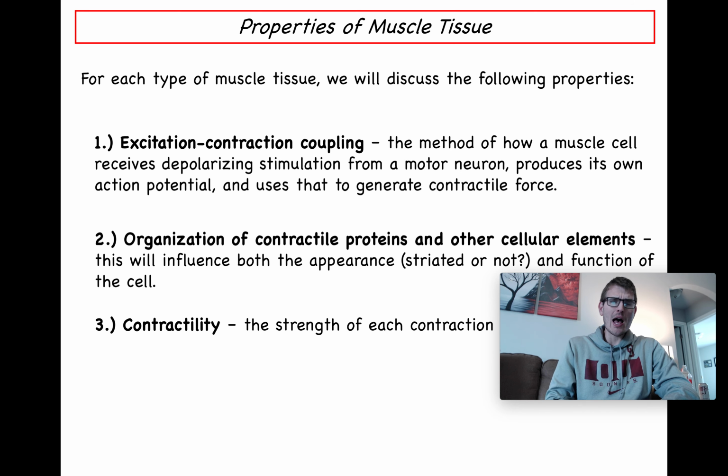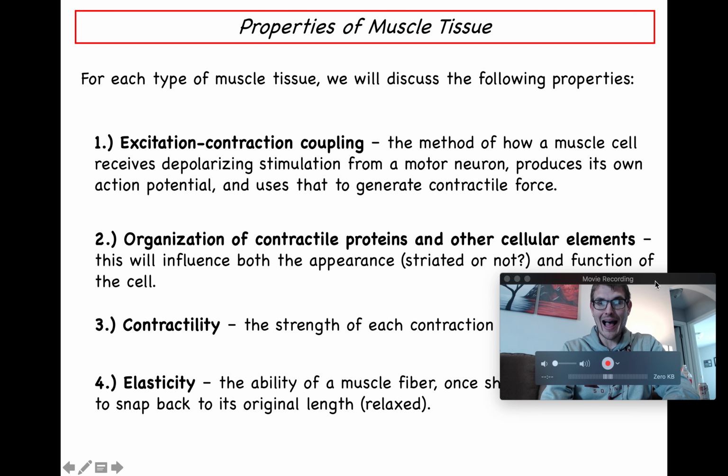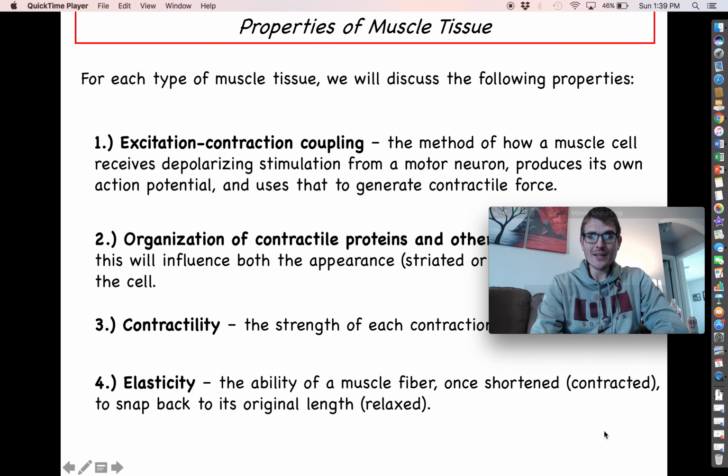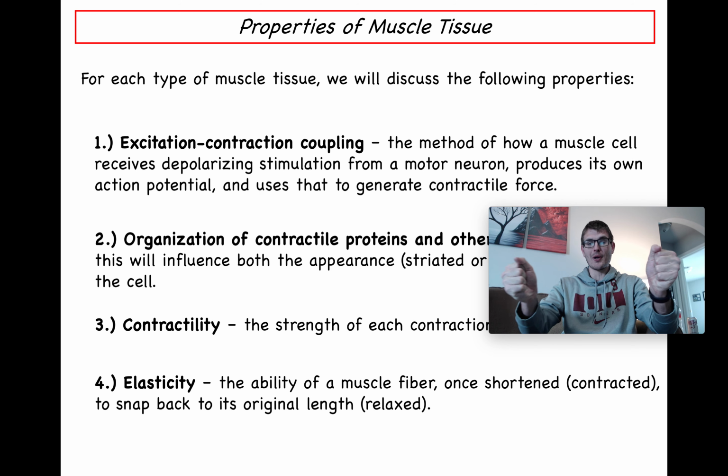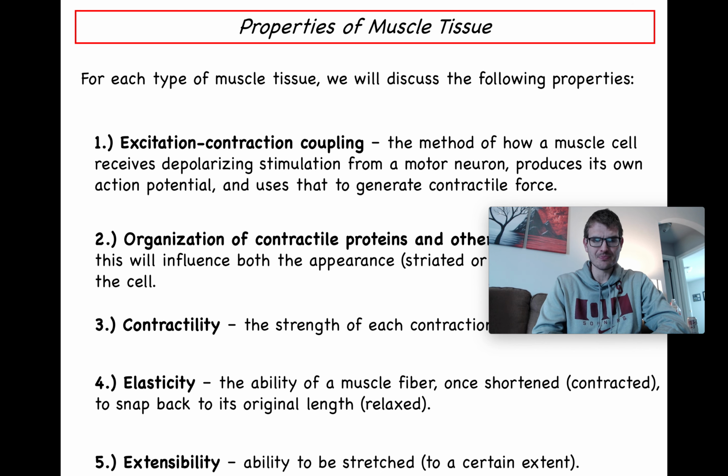Contractility, referring to the strength of a contraction, so that's obviously important. Elasticity, basically the idea that once a muscle fiber has contracted, meaning it has shrunk in on itself, it's kind of like a spring that you're putting tension on. Due to this elastic property, how does the muscle fiber snap back to its original shape and length when it becomes relaxed again?